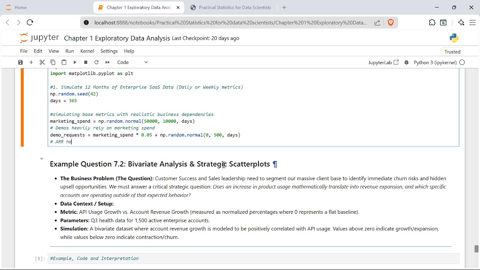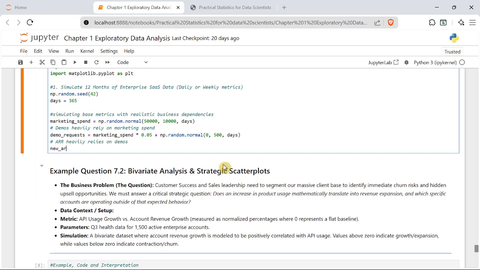ARR heavily relies on demos. New ARR equals demo requests times 1200 plus np.random.normal(0, 50000, days).